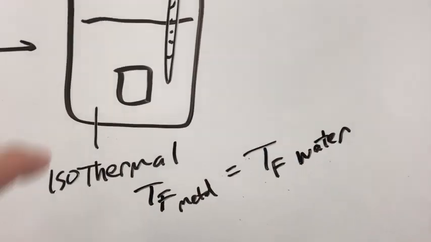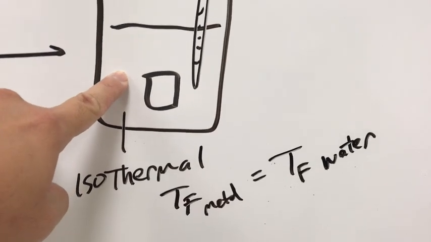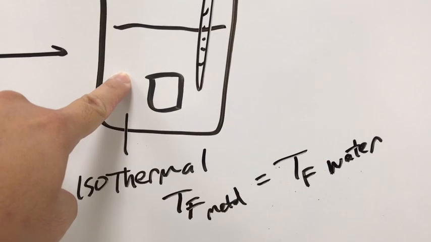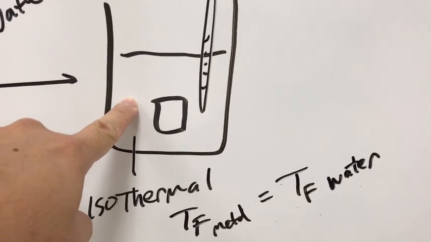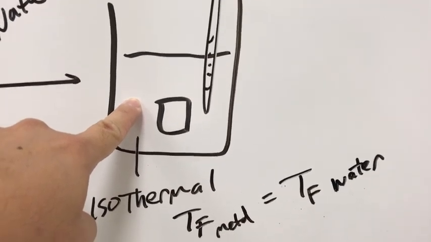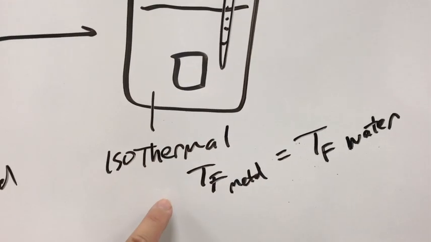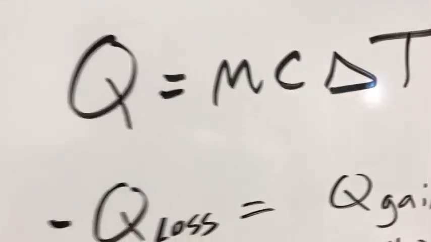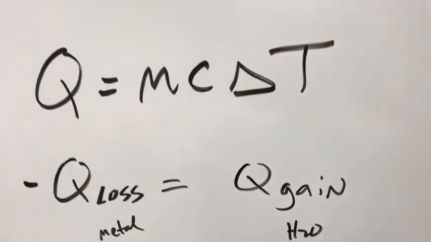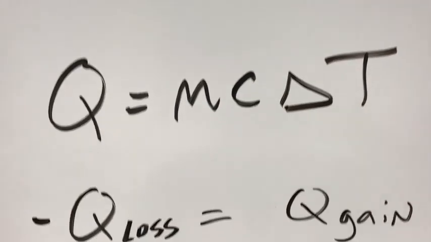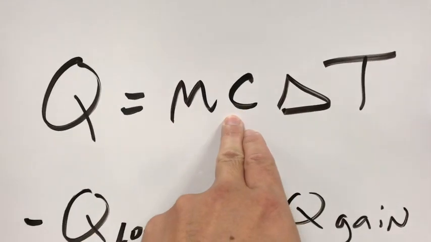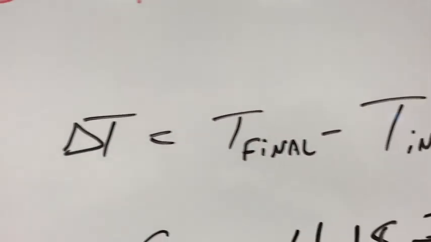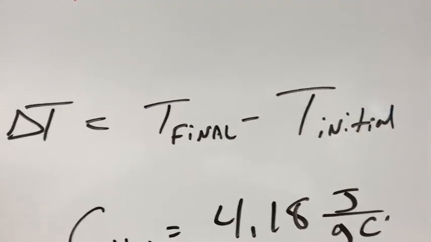Eventually, we will reach an isothermal state where the temperature of the metal is equal to the temperature of the water, and at that point, all the heat transfer is done. We then take those temperatures, and that allows us to calculate the specific heat. When using the heat flow equation, you have to account for three variables: the mass, the specific heat, and the change in temperature. Of course, change in temperature is T final minus T initial.